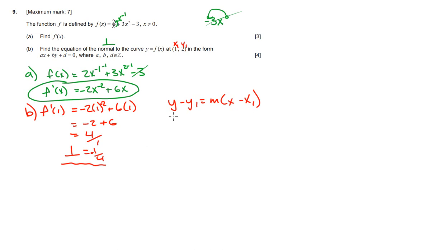And again, the nice part about this is all you have to do is plug it in. You do not have to simplify it. And I'd suggest not simplifying it because if you make a little simple math error in there, you're not going to get as many points. So we're going to do y minus, our y1 is 2. So y minus 2 equals, our slope is negative 1/4, and then we've got x minus 1. That right there is going to be the equation of the normal to the curve at 1, 2.